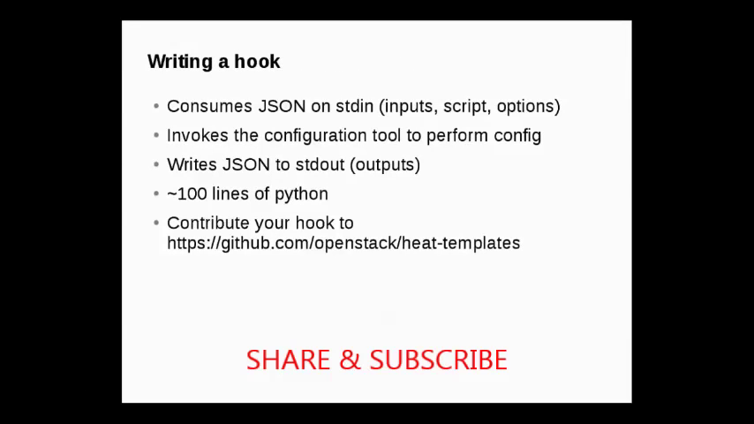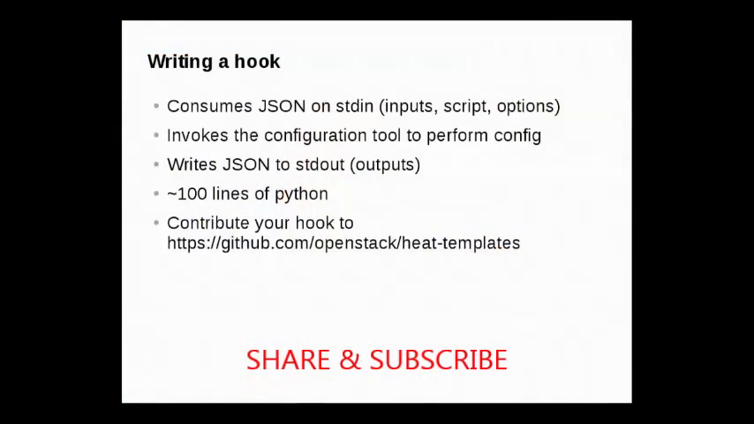So, writing a hook, volunteers wanted. As I've already said, it consumes JSON on standard in, and writes JSON to standard out. Typical hooks we have so far are only 100 lines of Python, so they're not complex. If you wanted to, you could contribute your hook to the collection that's already in the heat templates repository. But there's no obligation to use the hooks that are there. You could write your own hook, which has the behavior that you particularly need. Since it's so small, it's not a great burden.